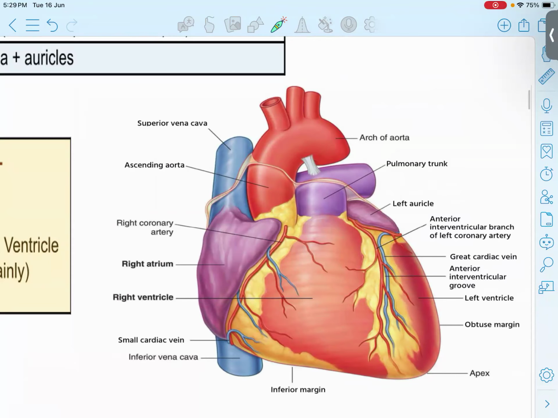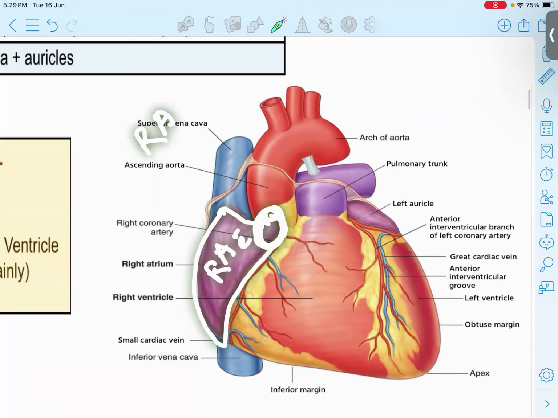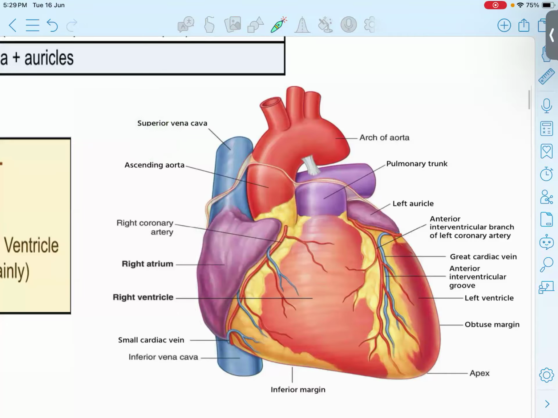Here, heart is like it is lying. Okay, we will start from right atrium. This is right atrium with this appendage. It is called appendage, an extended part of right atrium. So right atrium and right atrium with appendage.